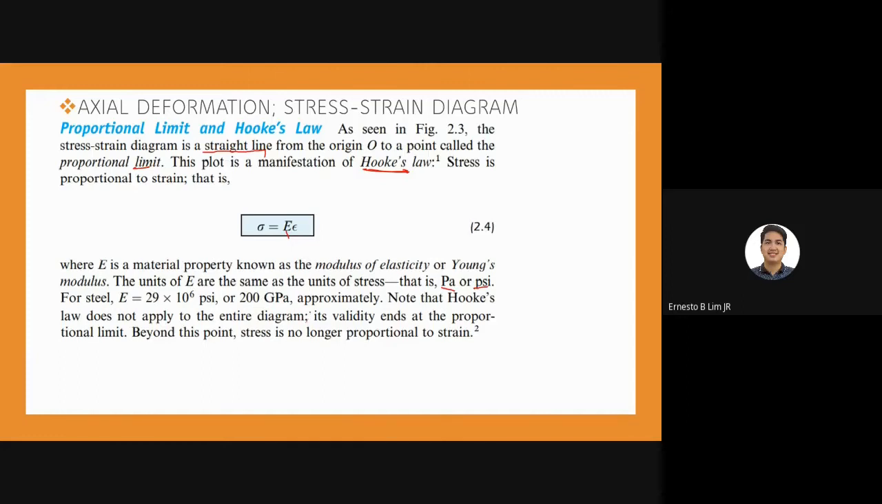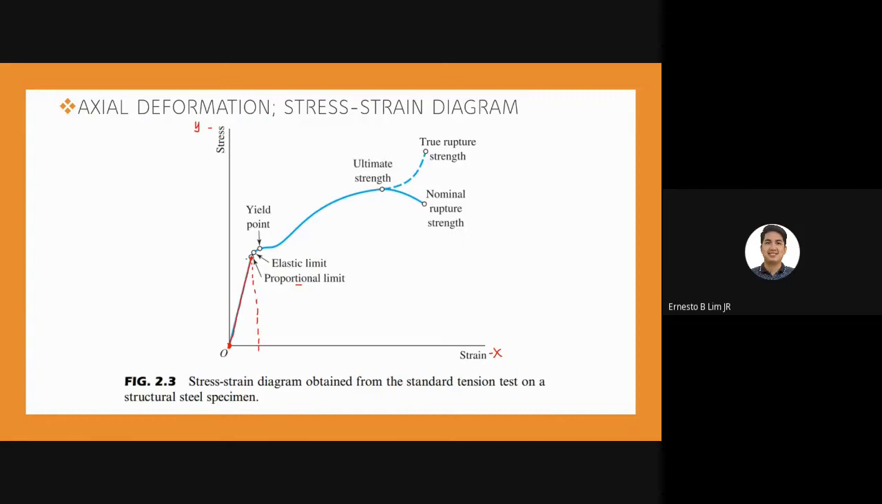Note that Hooke's law does not apply to the entire diagram. Its validity ends at the proportional limit. Beyond this point, stress is no longer proportional to strain. Meaning at this particular area, Hooke's law is useful in this part of our graph. Beyond the proportional limit, Hooke's law is now invalid.